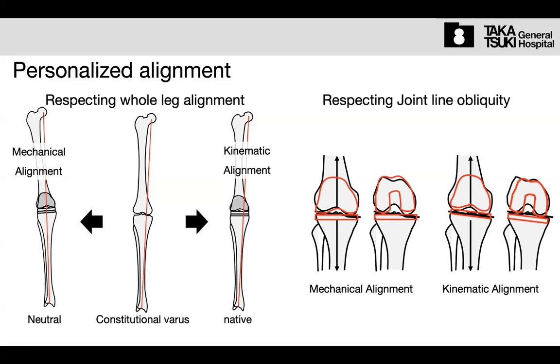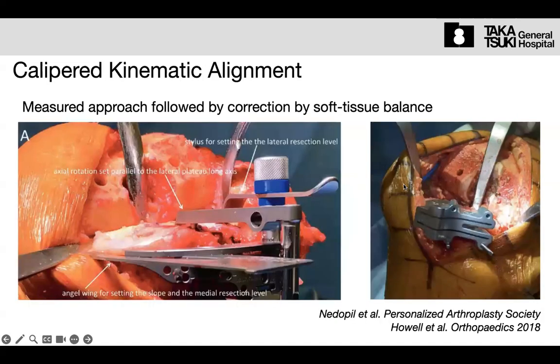The aim of functional alignment is to make the gap balanced at all knee flexion angles, not only in flexion and extension, but also in mid flexion and deep flexion, using computer devices. Using computer devices, we can manipulate the gap balancing throughout the range of motion. Anyway, the basic one is caliper kinematic alignment.